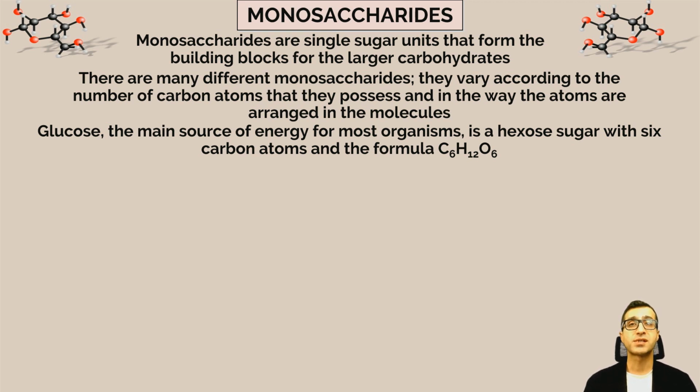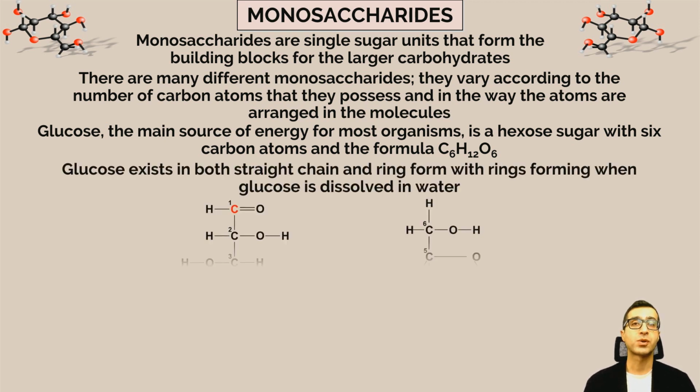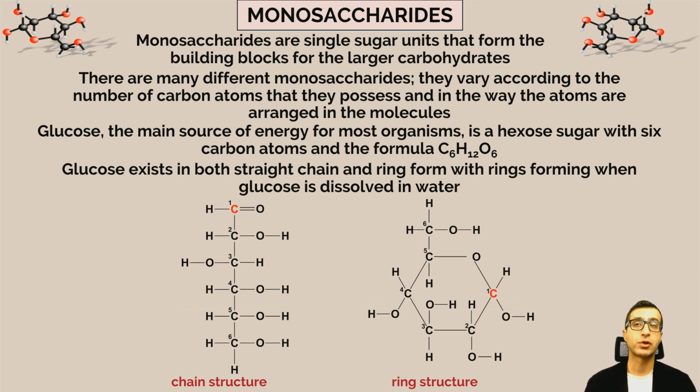Now, glucose exists as both a straight chain and a ring form, and the rings tend to form when glucose is found in aqueous solution. So here are the chain and the ring forms of glucose, and they both have the same molecular formulae, but two different structural formulae, and so these would be referred to as isomers of glucose.